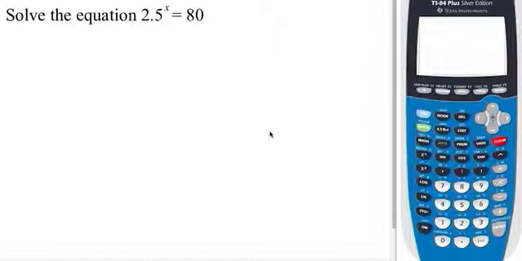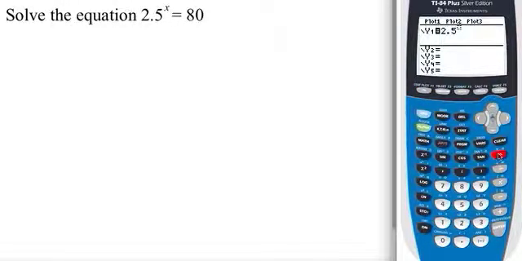We want to solve this equation, 2.5 to the power of x equals 80. Now that means 2.5 times itself, how many times equals 80? We don't know, and the answer is not going to be a nice, neat number. So we need to use the calculator somehow. So what we're going to do is put the two halves of this equation into y1 and y2. So in y1, I'm going to put 2.5 to the power of x.